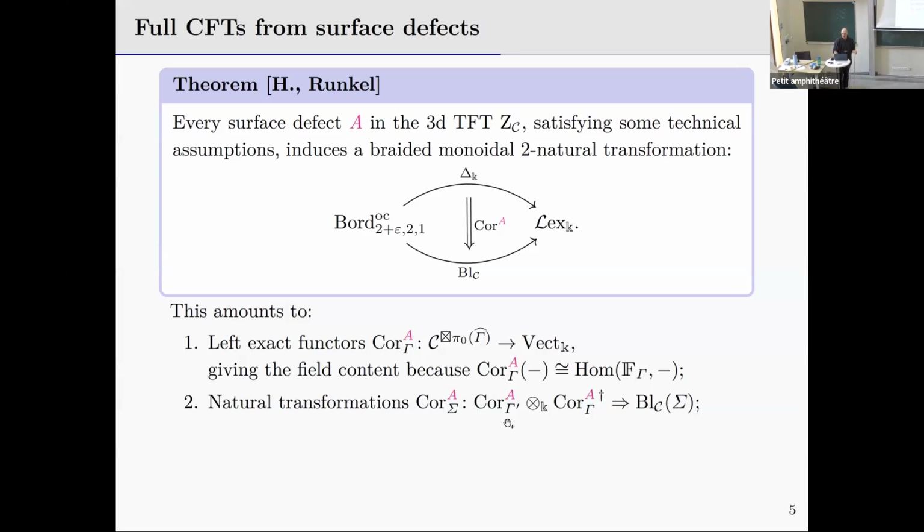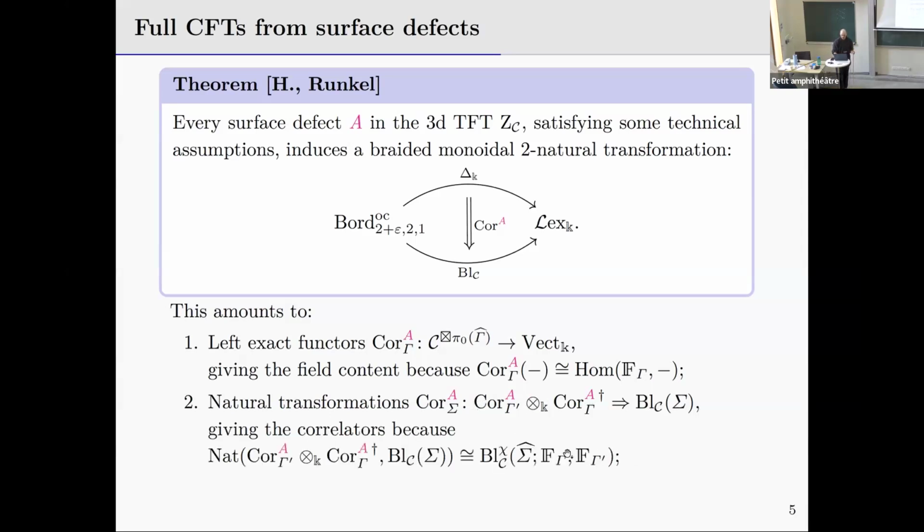Why should I call this correlators? One possible explanation for this name is if you look at the set of all natural transformations, or rather the vector space of all natural transformations, you can show that this is canonically isomorphic to the chiral conformal block functor evaluated at the surface, but already with the correct field insertions put in. So just from this perspective, these correlators will live in the correct vector spaces abstractly.